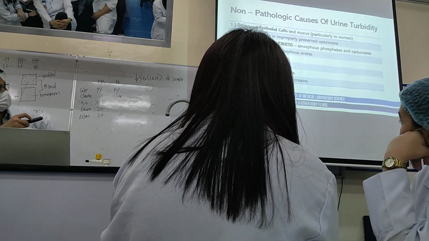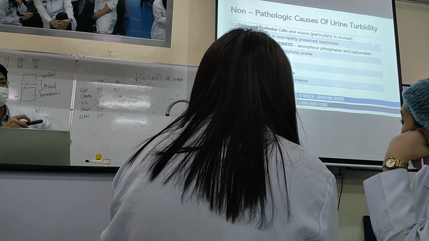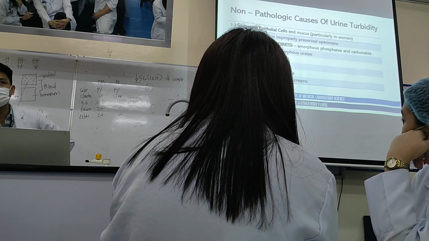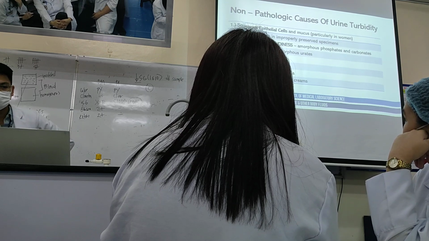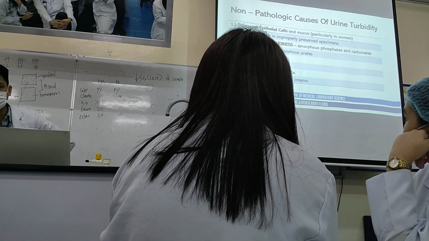White or beige cloudiness: presence of phosphates and carbonates. Carbonates, crystal po ng calcium carbonate. So yung appearance under the microscope is dumbbell shape. Pag-dream ko, dumbbell.